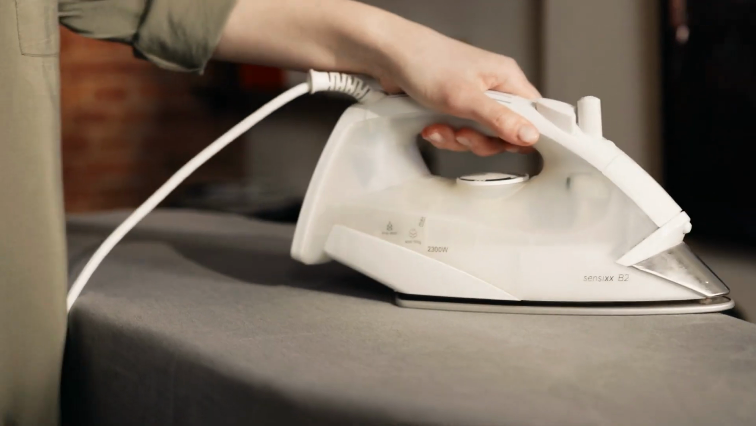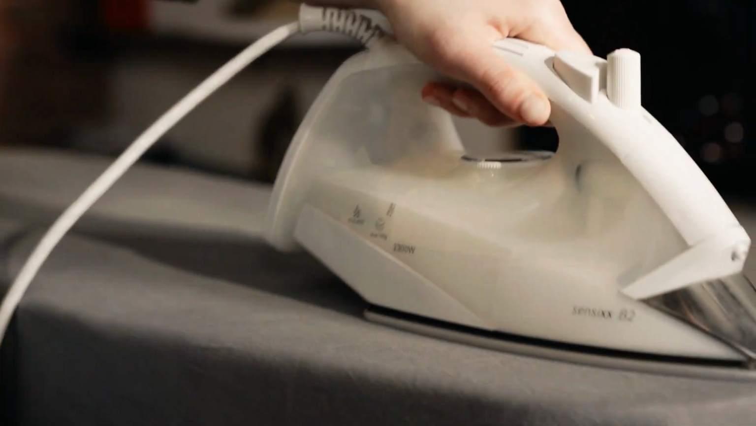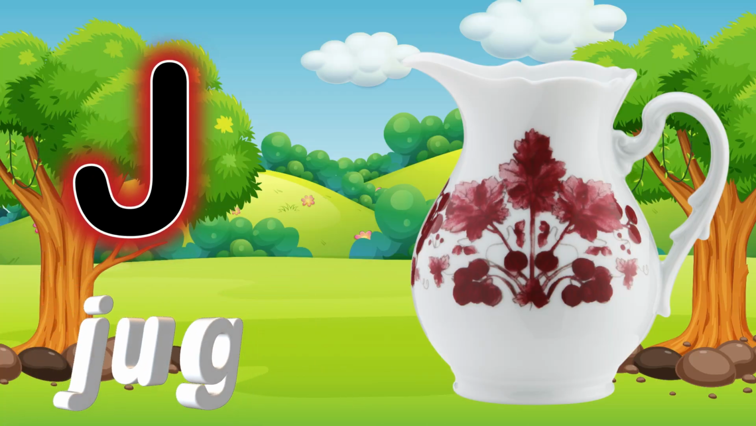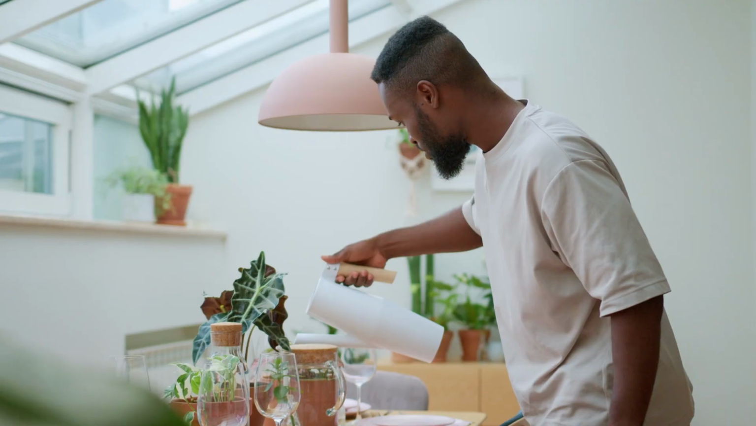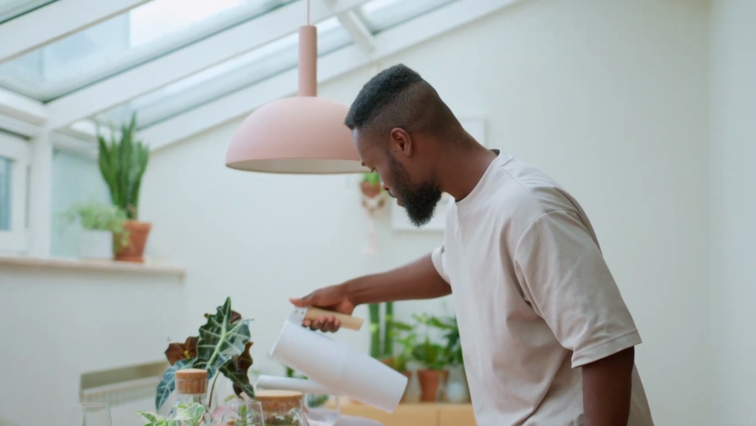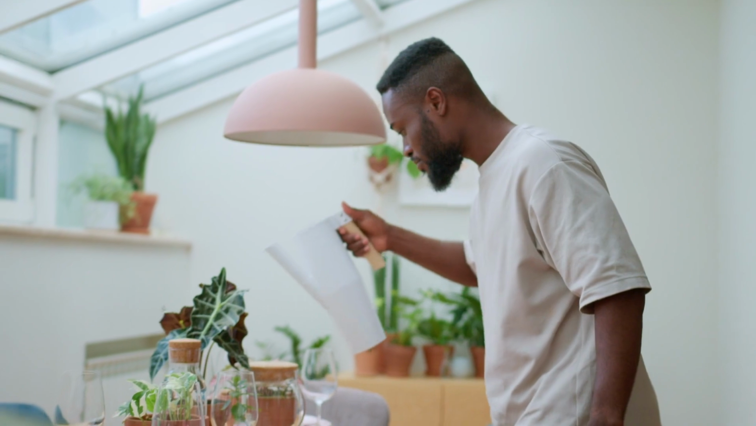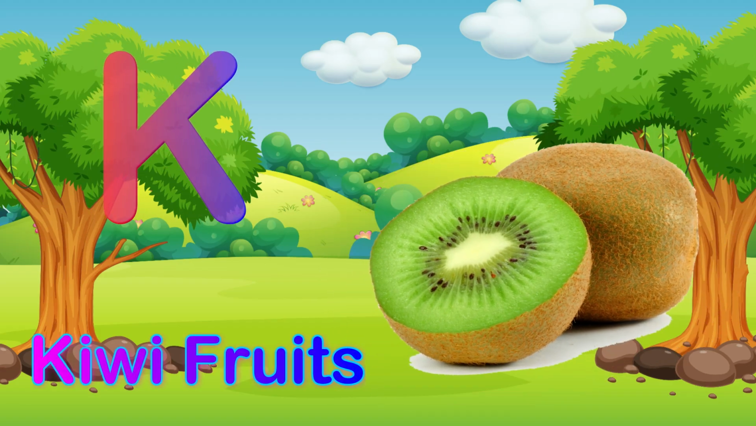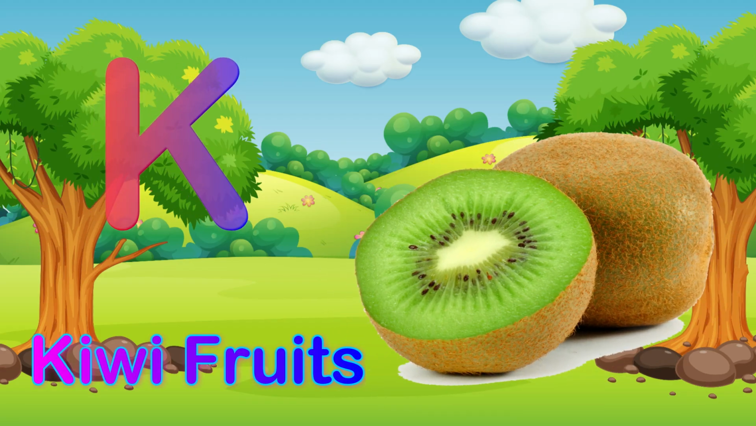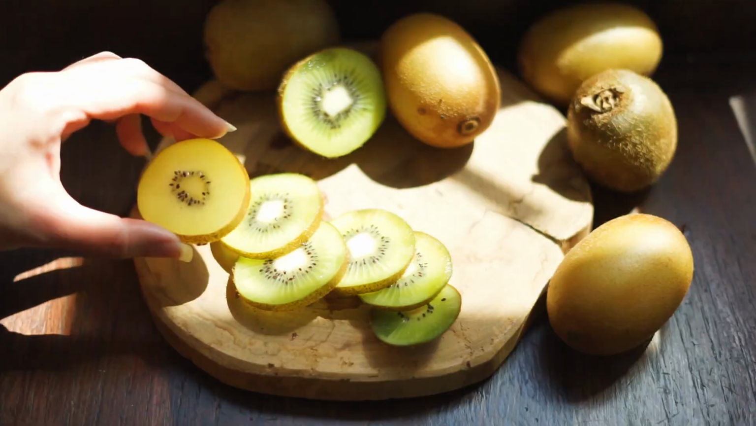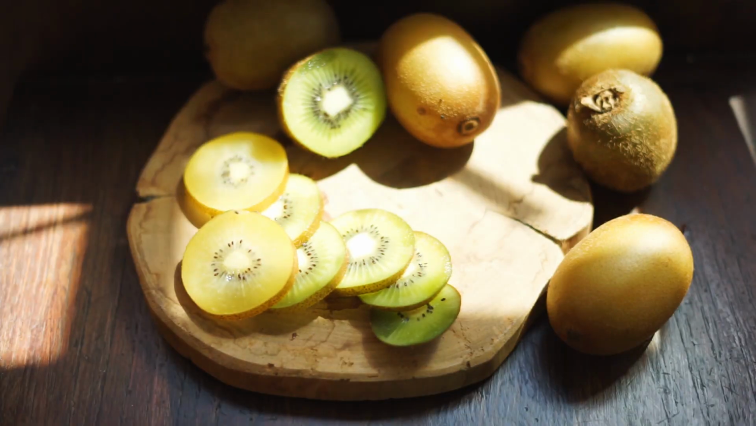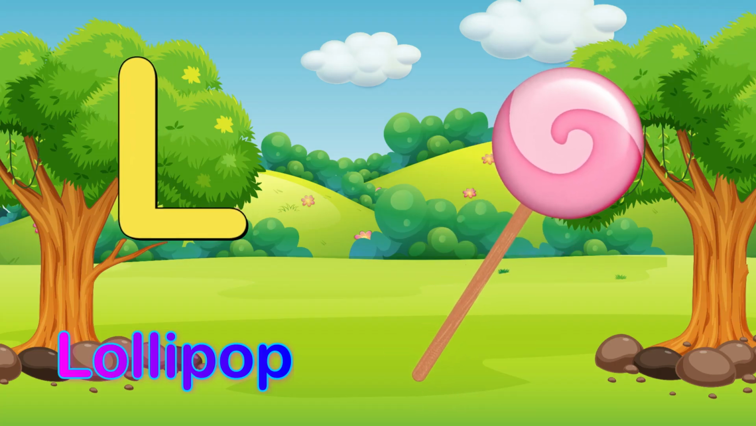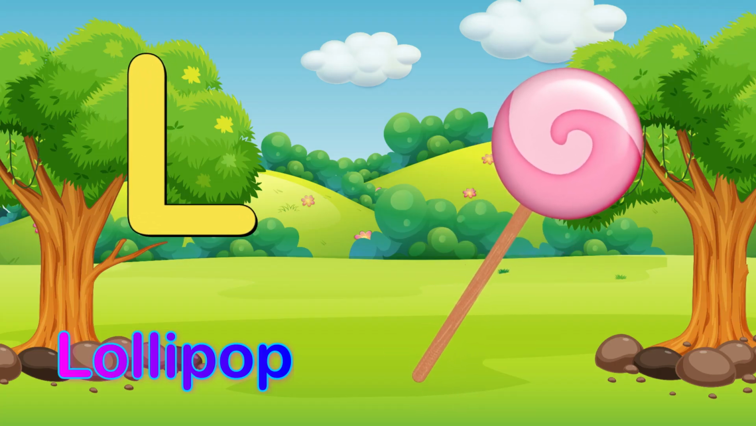E F G H I J K L M N O P. J for jug. Y and Z. Now I know my ABCs. K for kiwi fruits. L for lollipop.